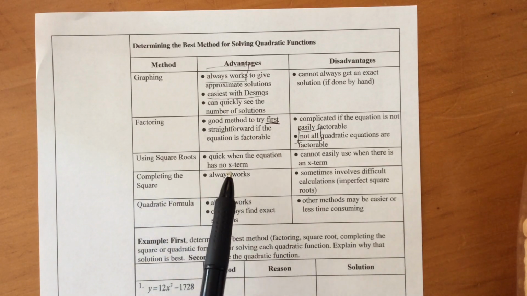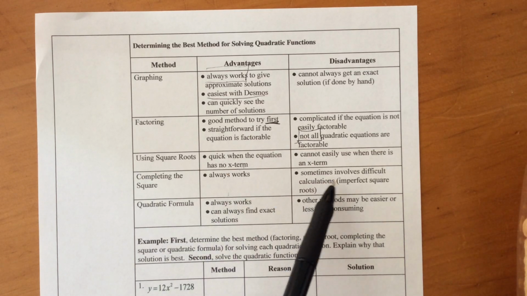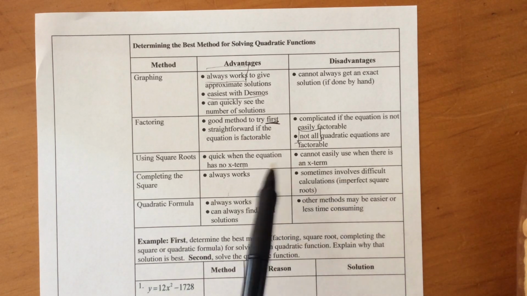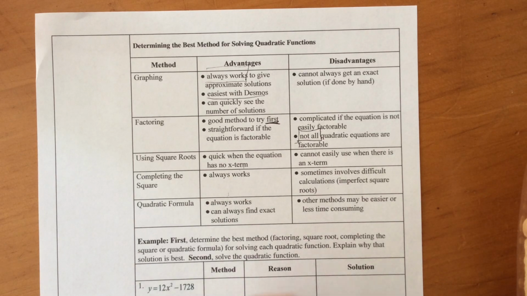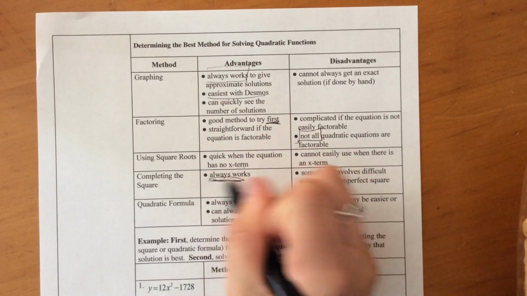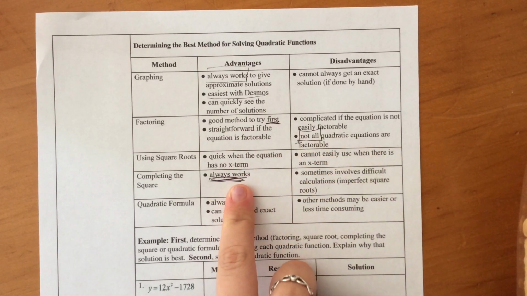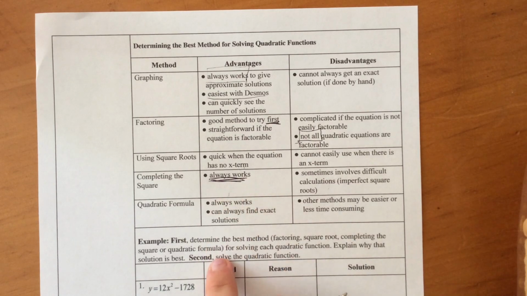Completing the square. This always works like we learned before. However, it sometimes involves difficult calculations and perfect square roots. So sometimes it can get a little messy as you notice, or it just kind of involves more steps than the other ones. But it always works. When done correctly, you will always get the correct answer when you follow the steps every single time, over and over and over again.